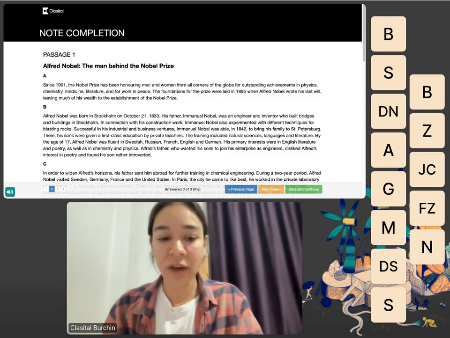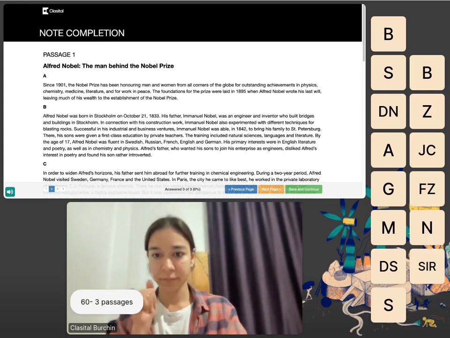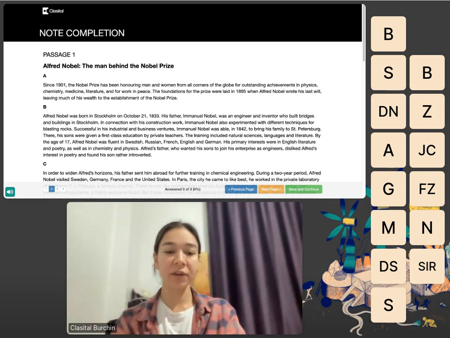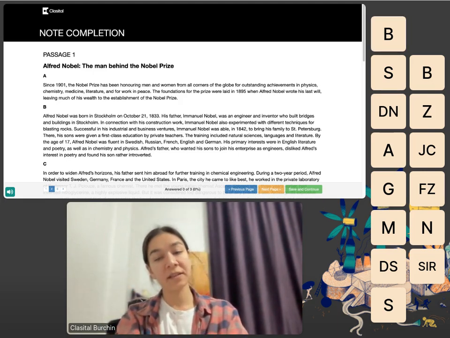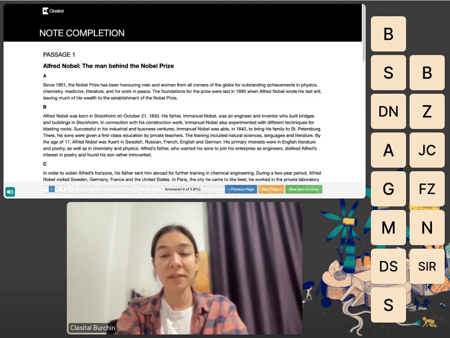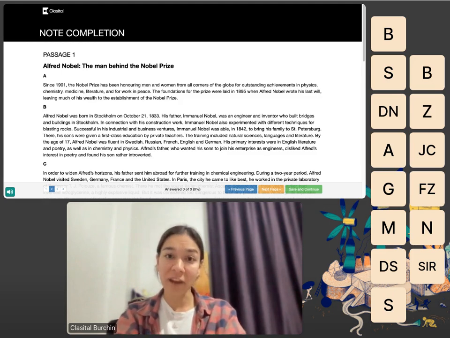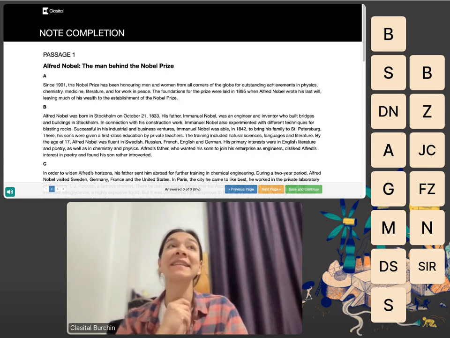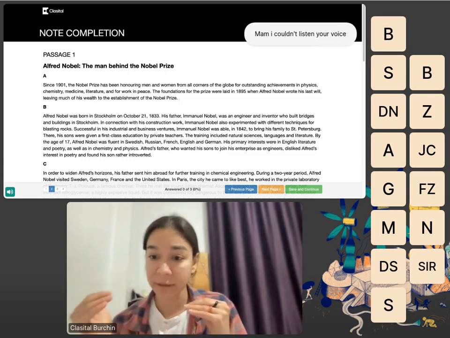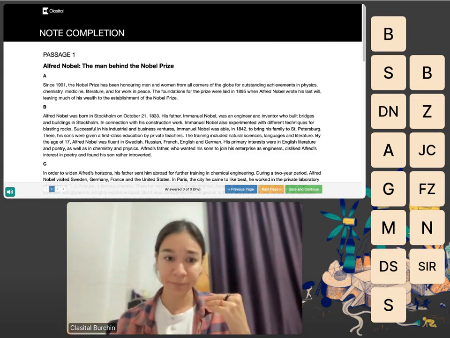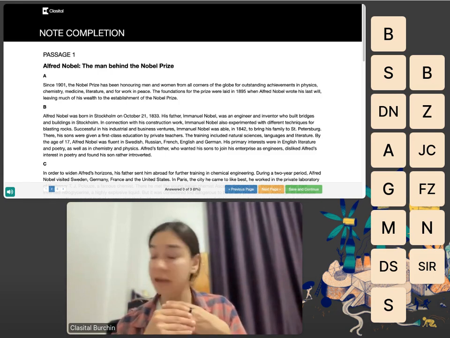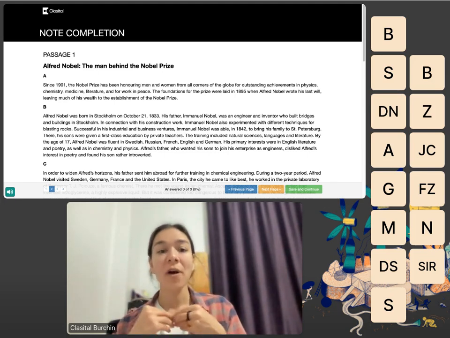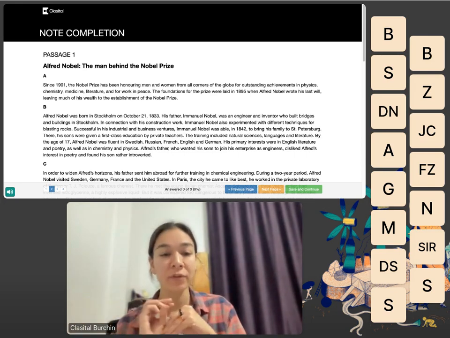You have 60 minutes and you have 3 passages. They will say you should spend 20 minutes on each passage. I advise you to spend 15 minutes for the first passage, 20 minutes for the second passage, and 25 minutes for the third passage, because the questions are getting harder as you proceed in the exam. In passage 3, you will see the most difficult texts and questions, so I advise you to spend more time there.